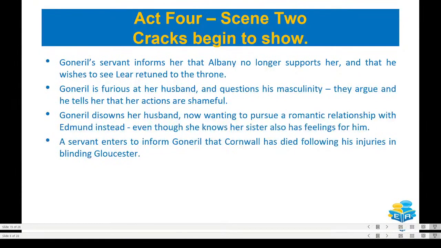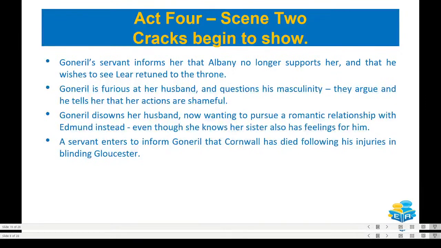So, what happens? Basically, the two sisters, the gruesome twosome, Goneril and Regan, there's a division between the two of them because they both fancy Edmund, they're both after the same man. A servant enters to inform Goneril that Cornwall has died following his injuries in blinding Gloucester. So we're starting to see their karma. We're starting to see consequences.